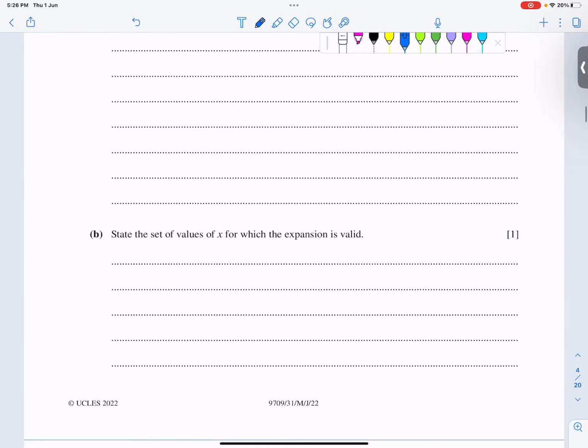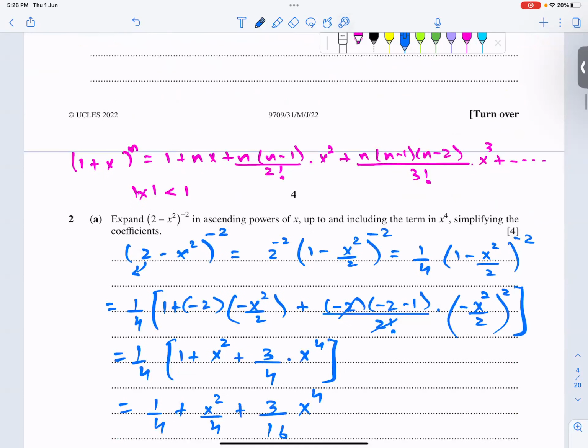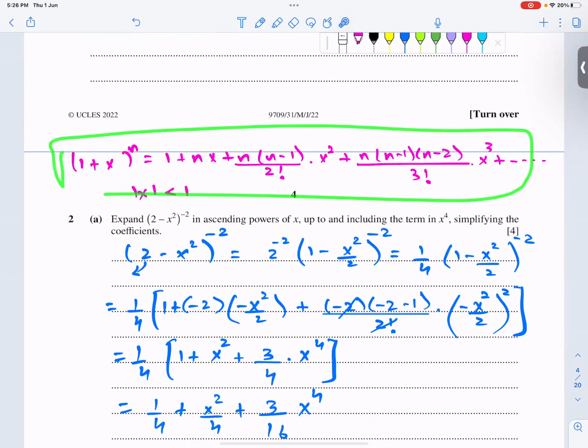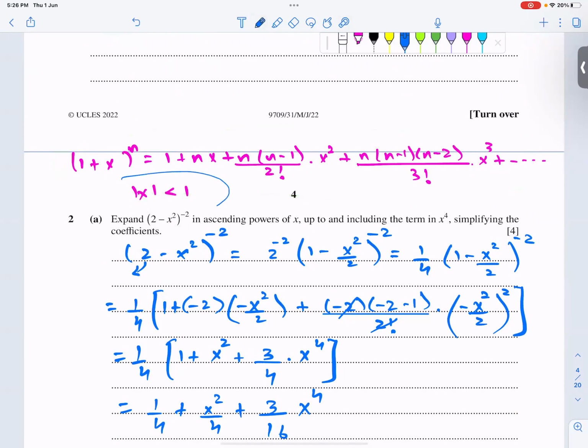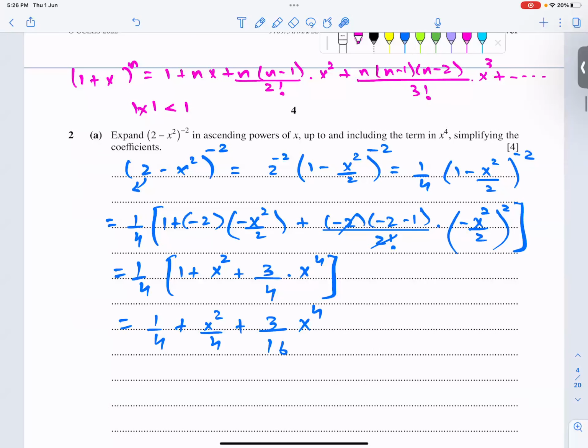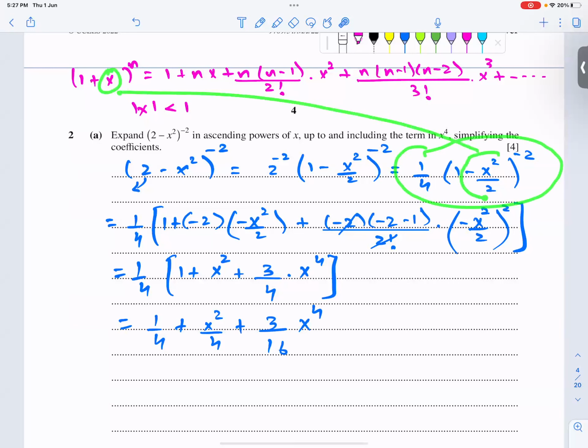State the set of values of x for which the expansion is valid as well. When you see this formula on your formula sheet, you will see this condition with it. Now, when you apply this condition, mod of x less than 1, here if you see this expression, in place of x we have minus x square by 2. So if the relation was mod of x less than 1, in our case this will be mod of minus x square over 2 less than 1.